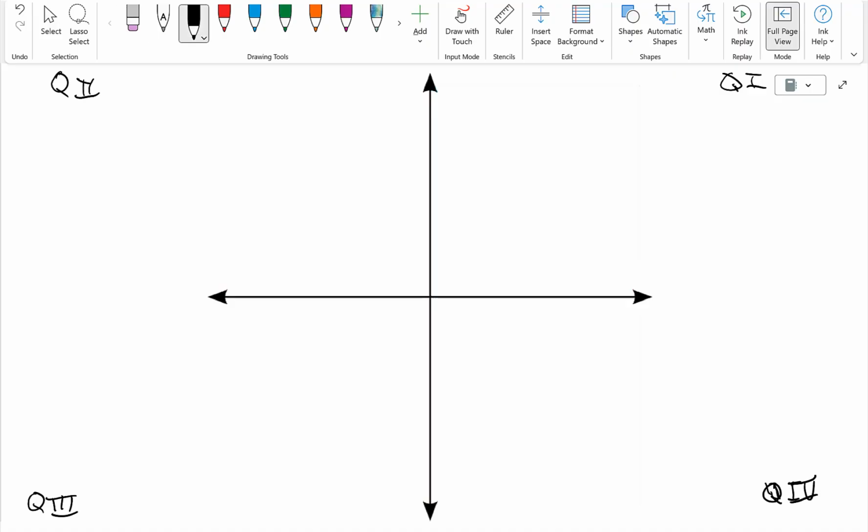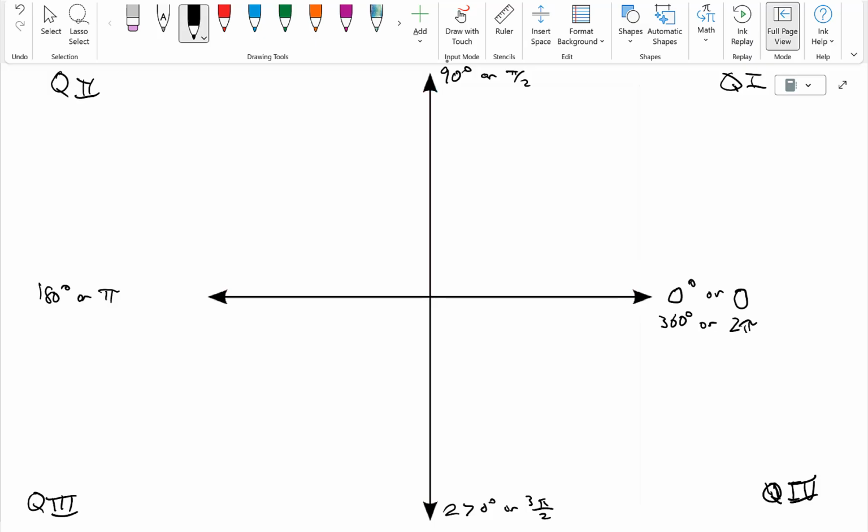We can label the angles as well. So 0 degrees down here is the same as 0 radians. Up top, we'd have 90 degrees or pi over 2 radians. On the left side, 180 degrees or pi radians. And down at the bottom, 270 degrees or 3 pi over 2 radians. And if we complete the whole circle, again, that was back to 360 degrees or 2 pi radians.